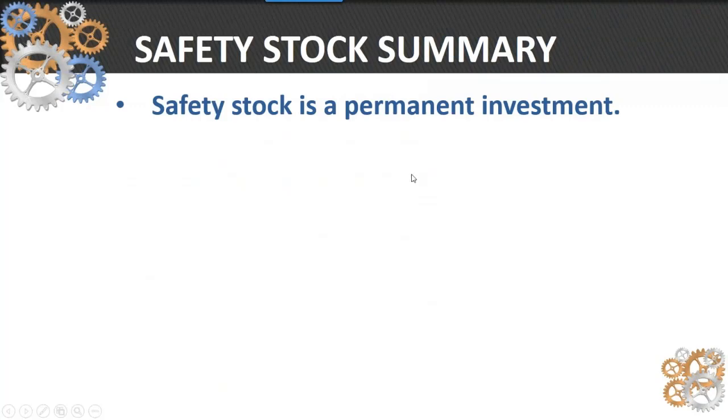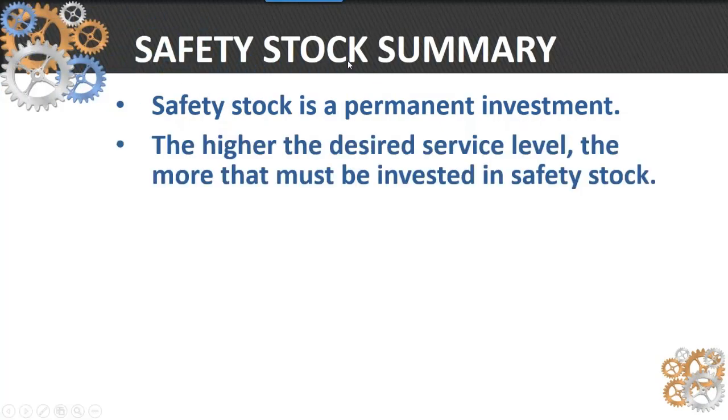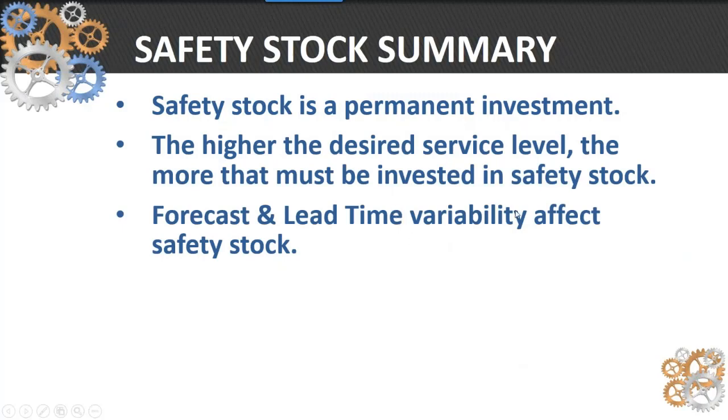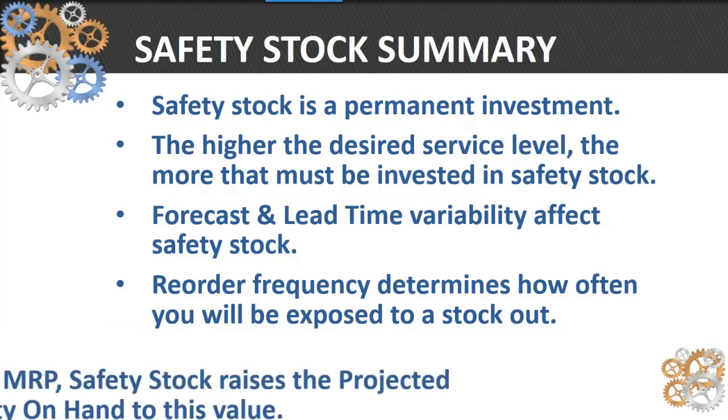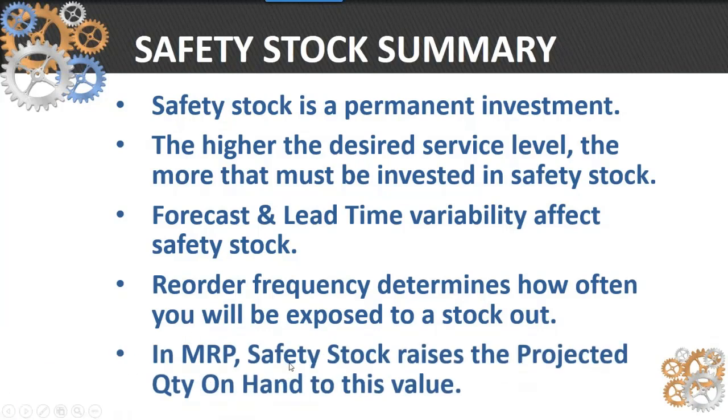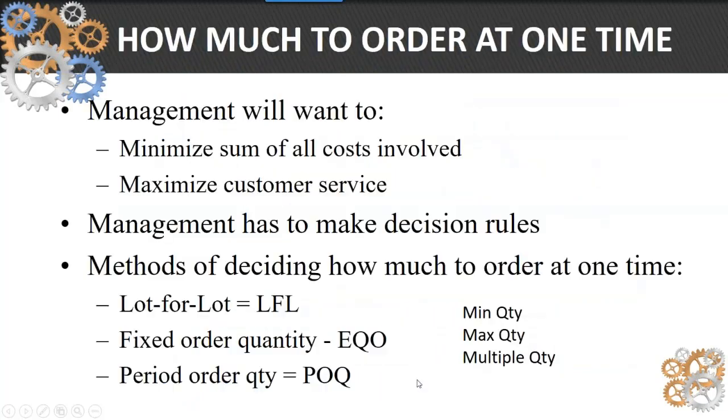So if we summarize safety stock, we can see that safety stock is a permanent investment. If management wants a 99% service level, they're going to have to pay for that in inventory. The higher the service level, the more must be invested. And we've got to take into effect that lead time versus forecast interval variability. The reorder frequency often determines how often you're going to be exposed to that, and there's another calculation that you can use to look at that frequency of ordering. And in MRP, when we look at that on July 18th, we'll see that safety stock basically raises the projected quantity on hand to this value. So instead of a net zero availability, if you have a safety stock value, it takes it up to that safety stock as the zero availability.